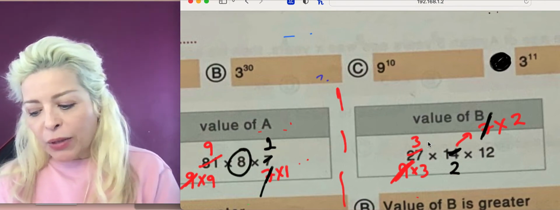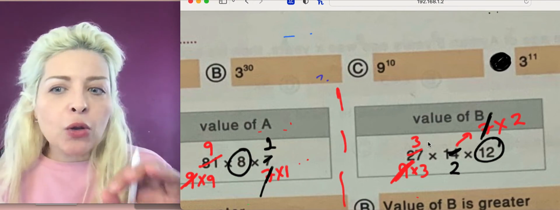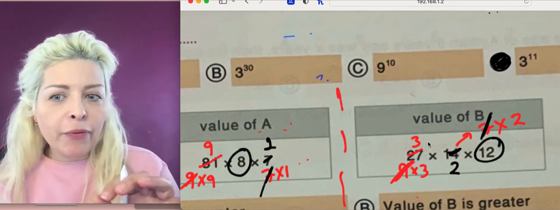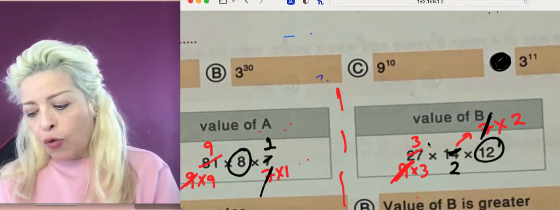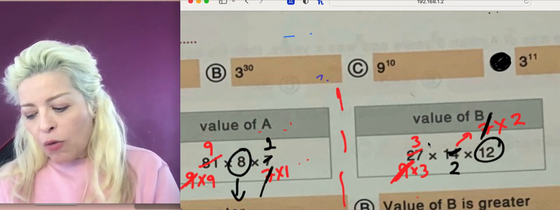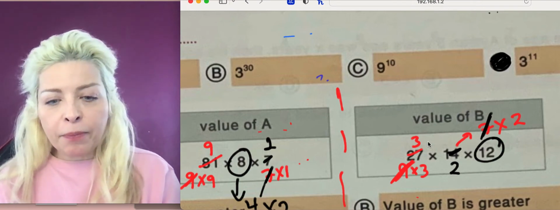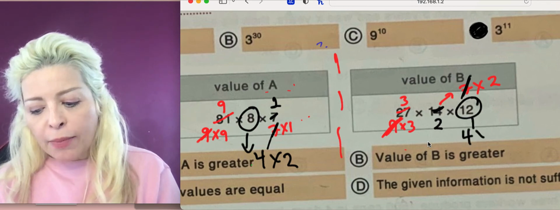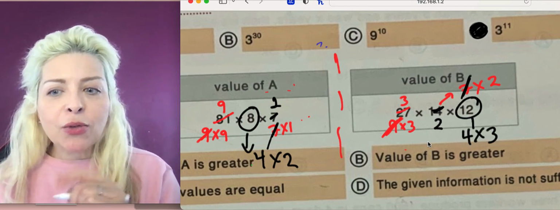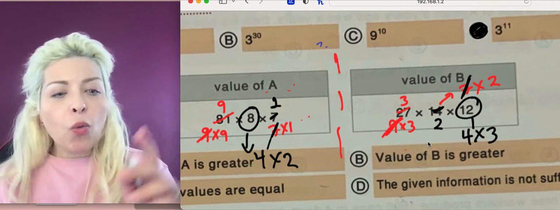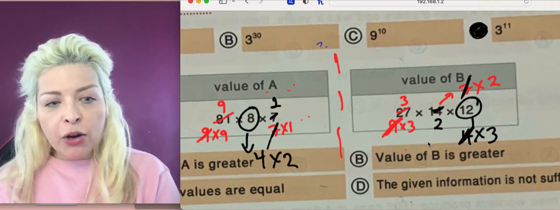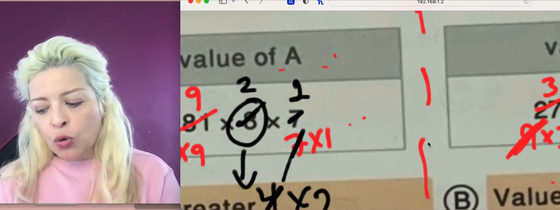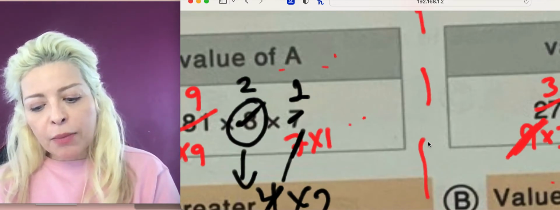Now last but not least, look at 8 and 12. Can you think of a number which you can multiply to get 8 and 12? That's right, it's 4. Because 4 times 2 is 8, and 4 times 3 is, that's right, 12. So now, whatever you do on one side, you cross out the 4 here, and you cross out the 4 here. So the new 8 becomes a 2, and the new 12 becomes a 3.